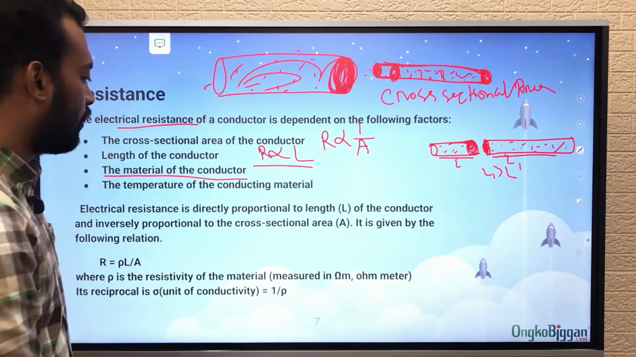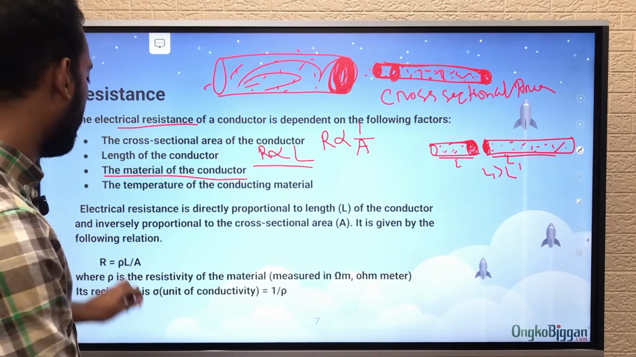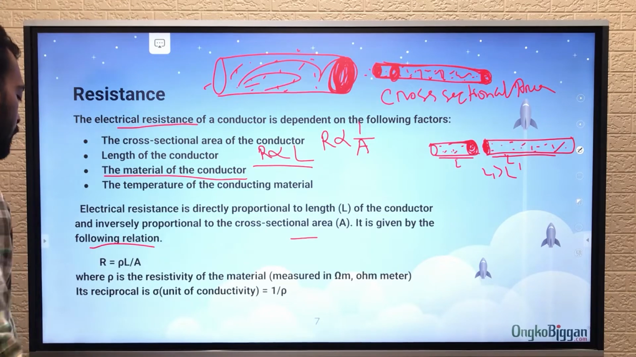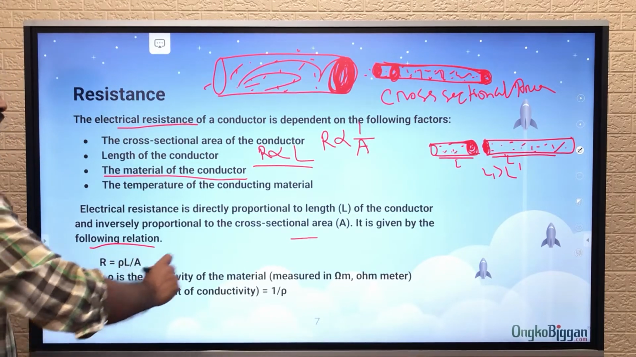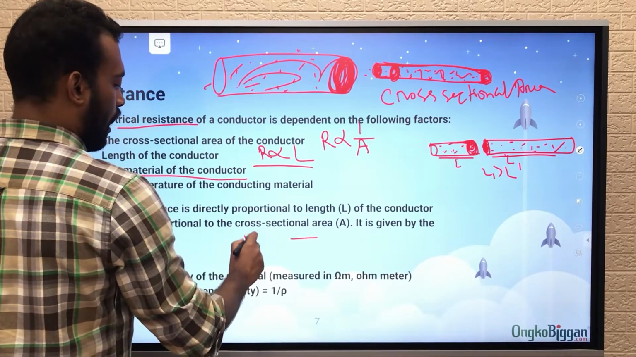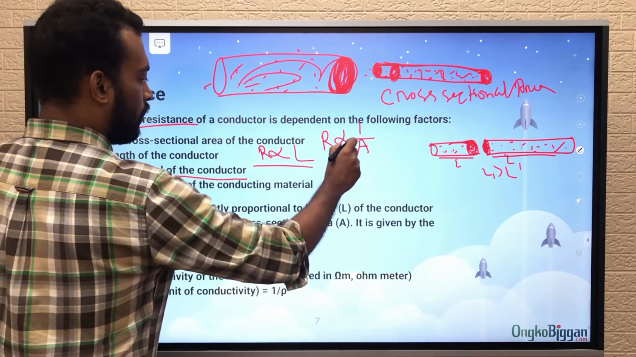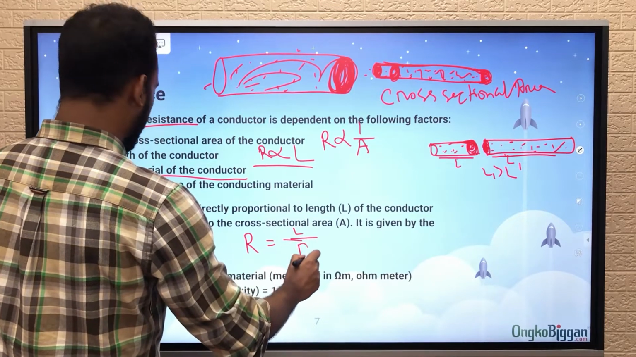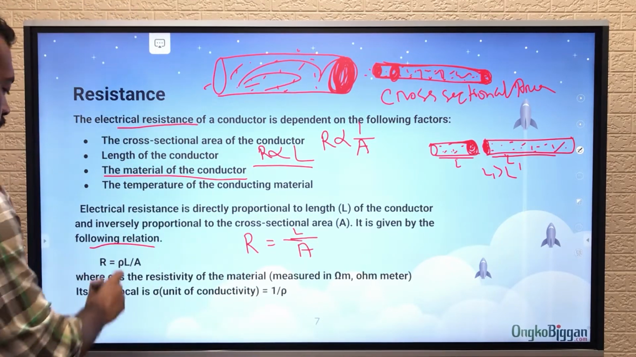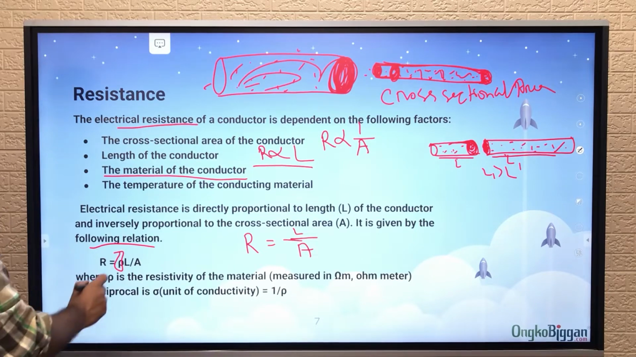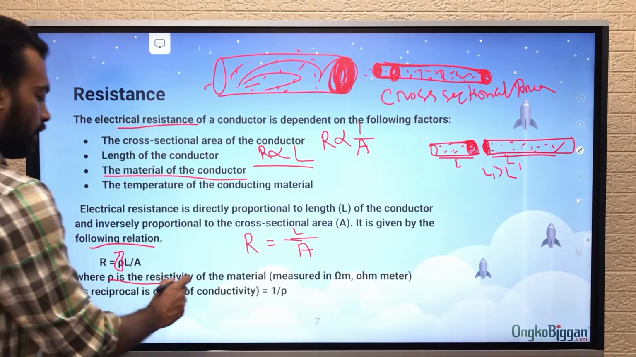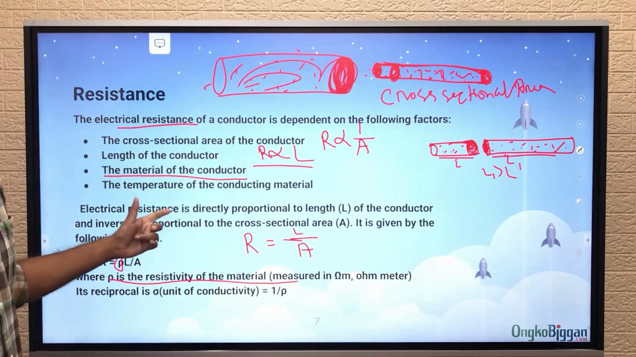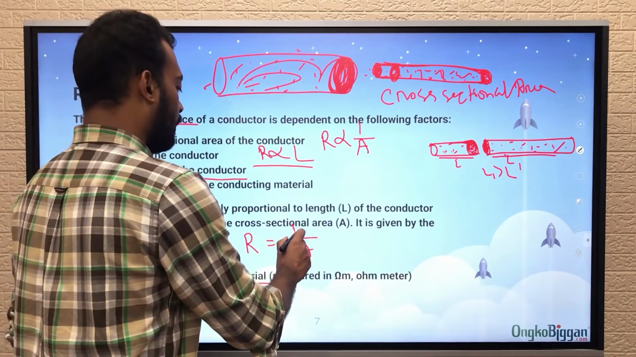Electrical resistance is directly proportional to the length of the conductor and inversely proportional to the cross-sectional area. It is given by the following relation: R is equal to rho L divided by A. Now what is this rho symbol all about? This rho symbol is the resistivity of the material. I have said that the material of the conductor is also responsible.